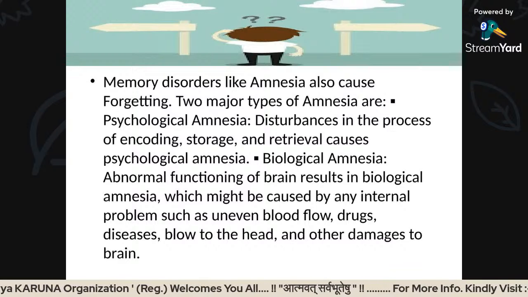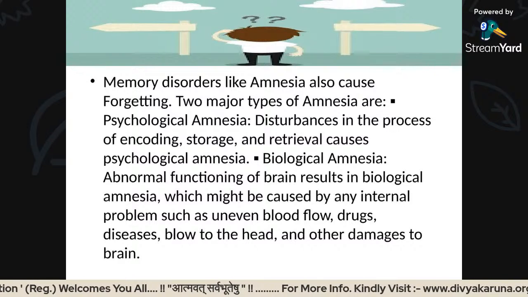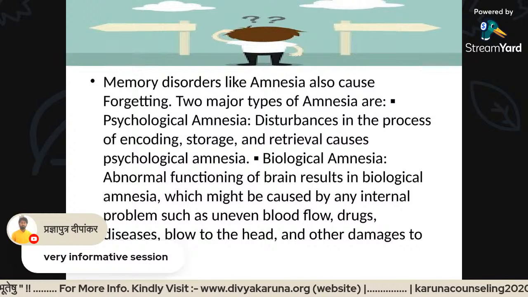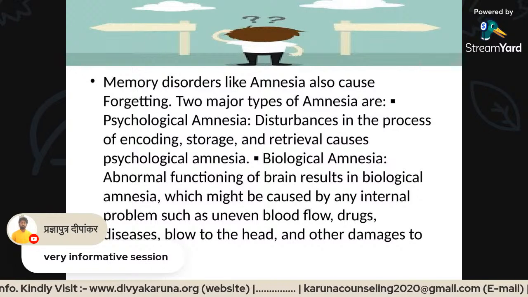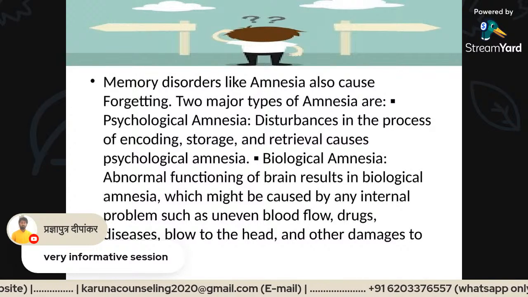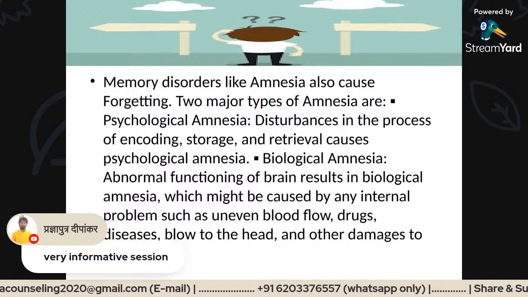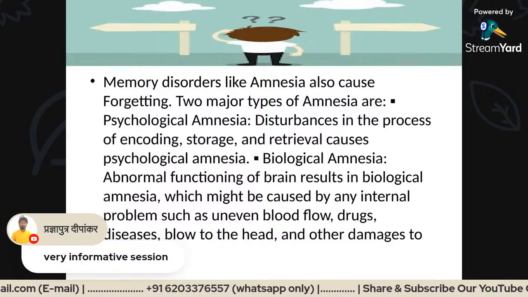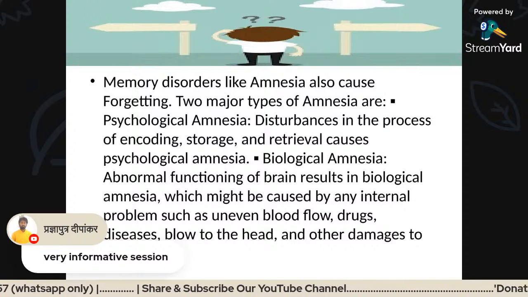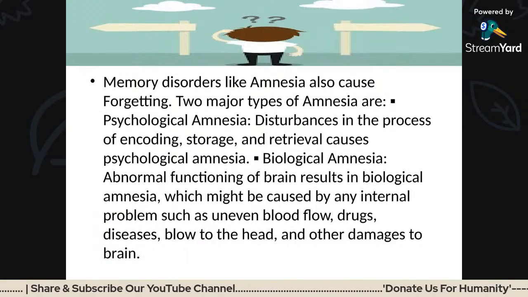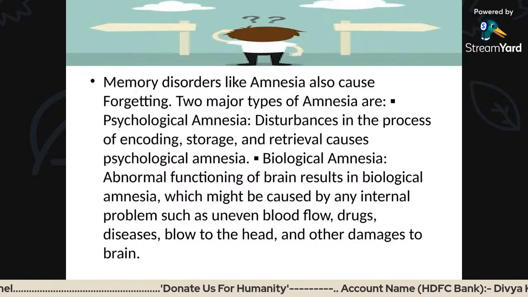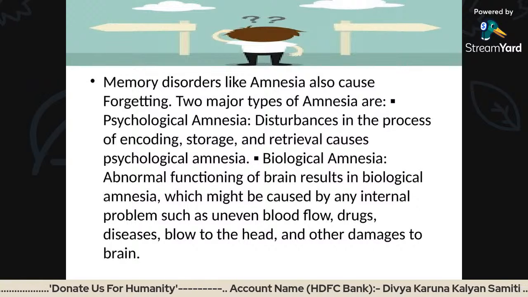Now, what are memory disorders? Basically, these are disorders related to memory, like amnesia, which also cause forgetting. Two major types of amnesia are psychological amnesia, where disturbance in the process of encoding, storage, and retrieval causes psychological amnesia. And then there is biological amnesia, where abnormal functioning of the brain results in biological amnesia, which might be a cause of internal problems such as uneven blood flow, drugs, diseases, blow to the head, and other damages to the brain.